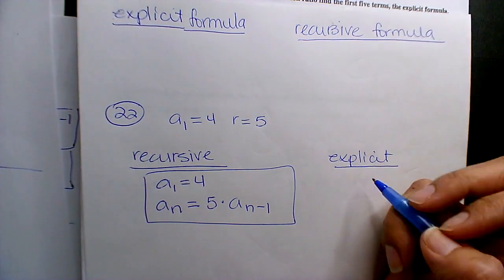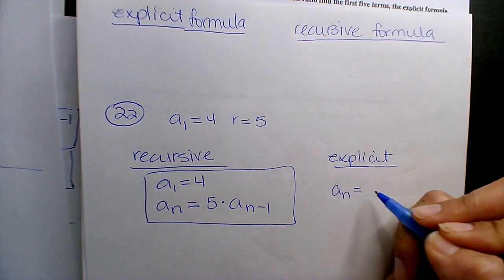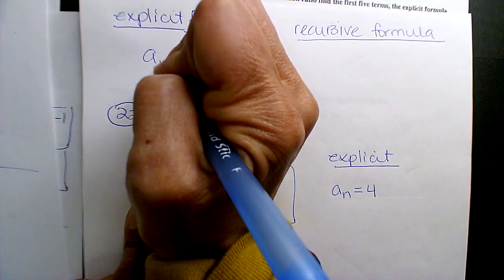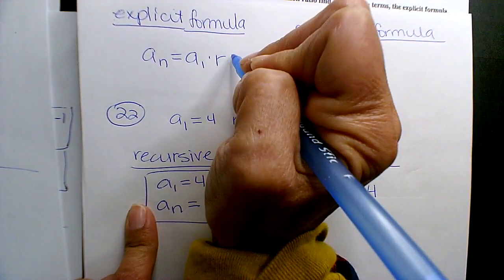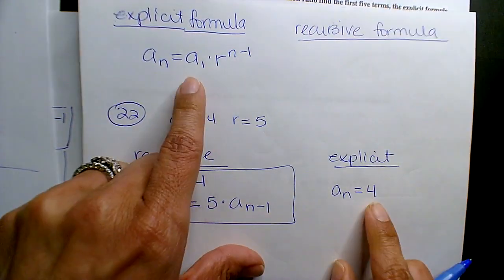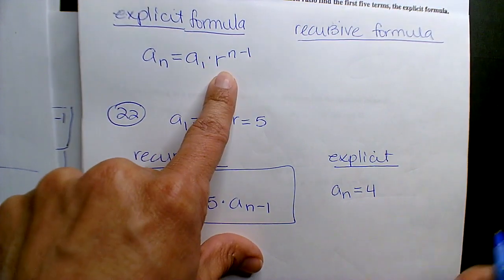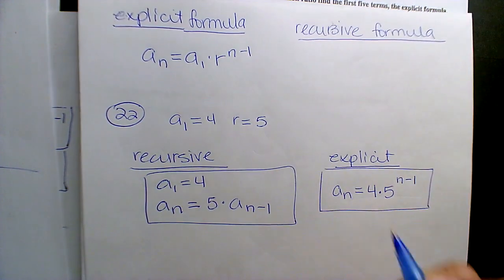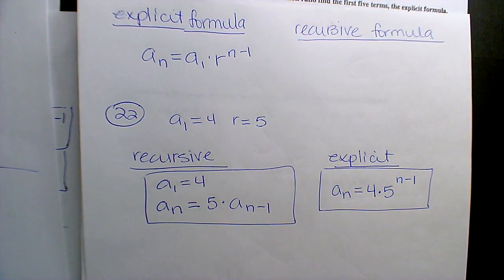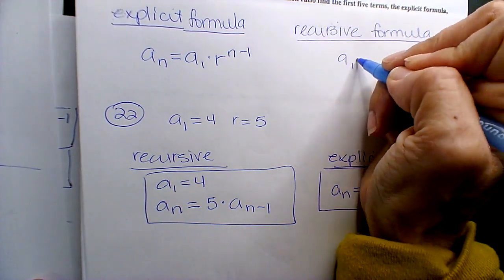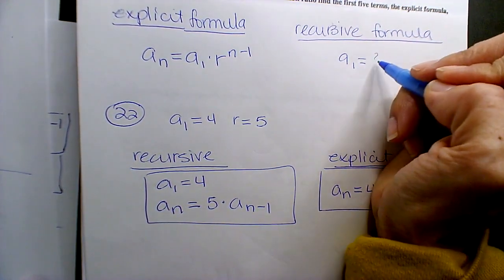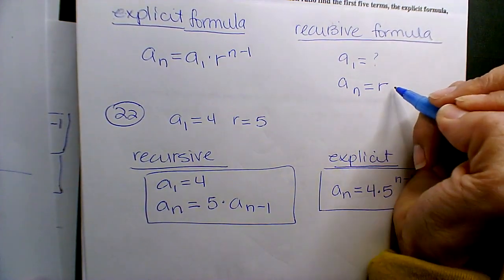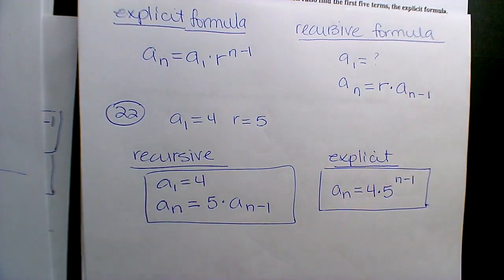Okay, so for explicit, it's your nth term. Your initial term is 4. Here, let me just write it. A1 times R to the n minus 1. Okay, my initial term is 4. It's given. My common ratio is 5, n minus 1. And so that's your explicit form. You give your initial term, whatever that number is, put that in. And then your nth term is your common ratio, and then your prior term.